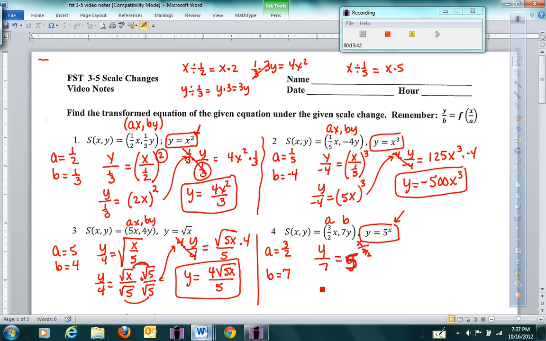Okay? So you want to ask yourself, what would x divided by 3/2 give you? X divided by 3/2 is the same as x times 2/3, isn't it? Okay, so we're going to rewrite this as 2/3 x. Okay, we're going to multiply both sides by 7, and we're going to wind up with y equaling 7 times 5 to the 2/3 x. What you don't want to do is multiply the 7 and the 5 together because they have different bases, so we're not allowed to multiply those together. So this would be our final answer.